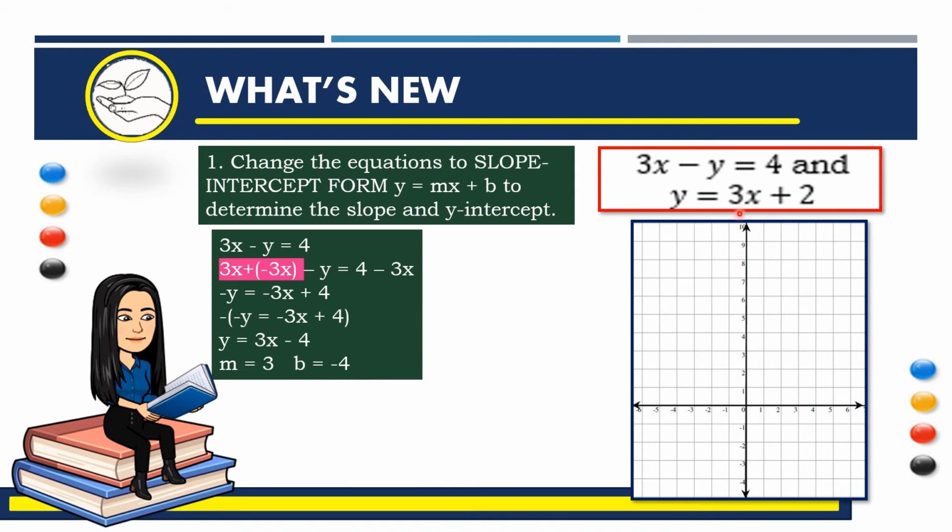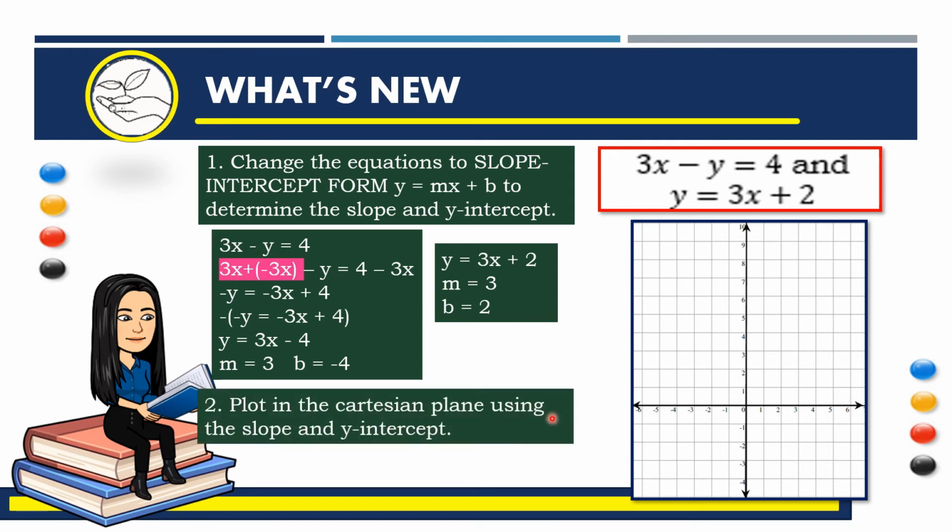So for y is equal to 3x plus 2, all we have to do is directly get the slope and the y-intercept, which is m is equal to 3 and b, or the y-intercept, is equal to 2. The next step is to plot those points using the slope and the y-intercept in the Cartesian plane. So let's start first with 3x minus y is equal to 4. We were able to get the y-intercept, which is negative 4.